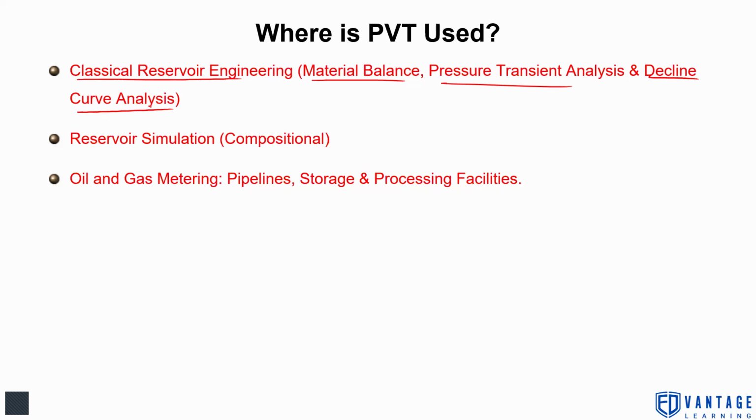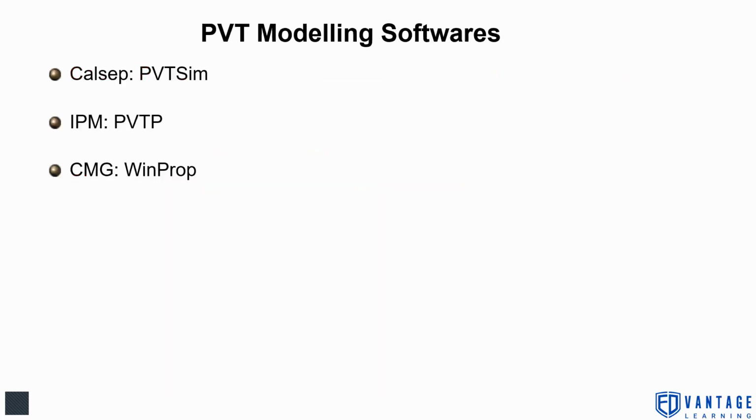Because your Bo, which is the oil formation factor, varies with pressure drop, right? So it is quite important in DCA. And also reservoir simulation, especially in compositional simulation, where we build a fluid model primarily for simulation study, and we understand how it is working with production. And also oil and gas metering. To design pipelines, storage tanks, and processing facilities, we need a detailed PVT report. That is the main input for the designing team, the operations team.